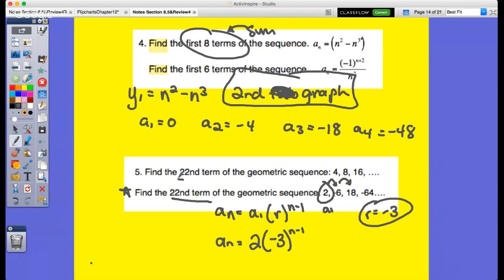But I'm not. I said actually find the 22nd term, which is just a fancy way of saying I'm finding a sub 22. So we plug in 22 for n. 22 minus 1 is 21. Make sure you do negative 3 to the 21st first and then multiply by 2. So do the exponent first and then multiply by 2 to get our right answer.